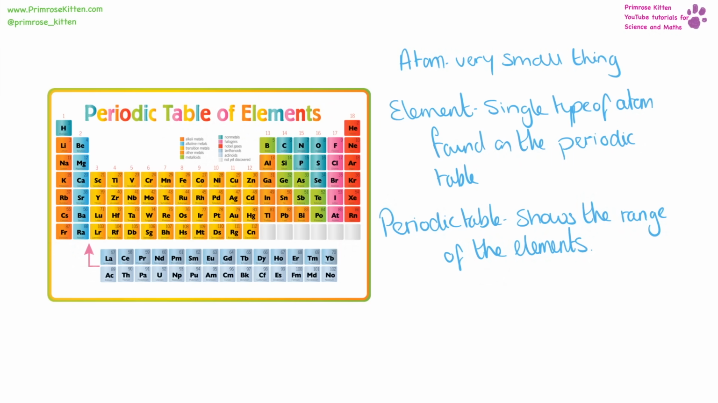Here we have our wonderful, beautiful periodic table. It is a list of all the elements which are known to exist. Elements are a single type of atom. An atom's a very, very small thing. The word atom is actually Greek for uncuttable, and when they named them, they thought it was the smallest thing possible. The periodic table tells us loads of information about the range of elements that are known to exist. There are still loads yet to be discovered.